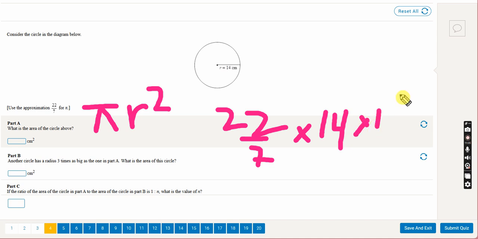Now what do you do? You can again simplify it. Here you'll get 1 divided by 7, you get 2 here, right? So what will you do? 22 times 2 times 14, you'll get 616. You can multiply it by itself. I don't want to waste any time on that.